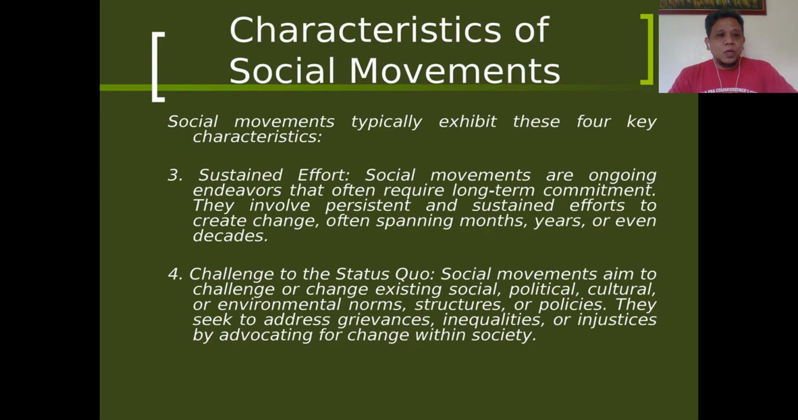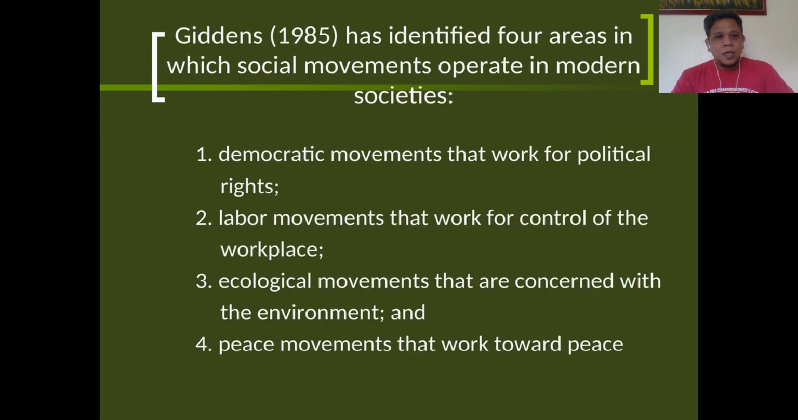Okay, so now let's go to the historical. According to Giddens, in 1985, there were four areas identified in which social movements operate in modern societies. The first one is the democratic movements that work for political rights, the labor movements that work for control of the workplace, the ecological movements that are concerned with the environment, and the peace movements that work, of course, toward peace.